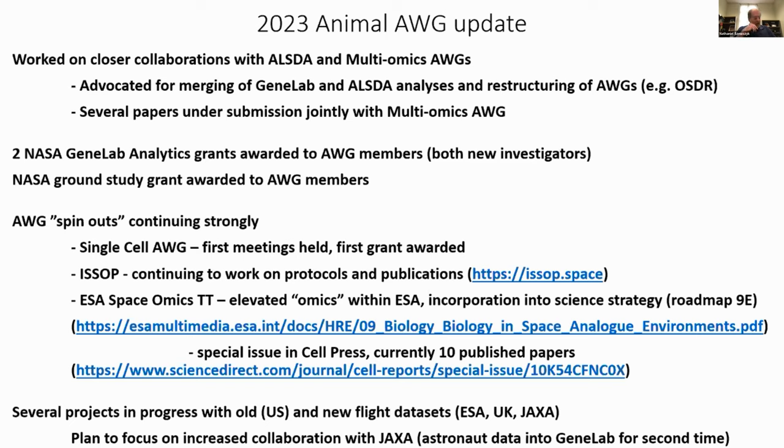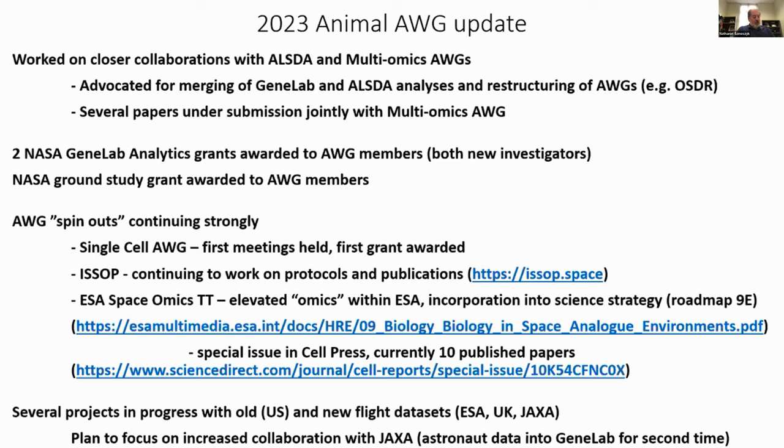In terms of the actual kind of AWG work within the AWG at the moment, there are several projects in progress. Some of these are with old data, so US-based data in Gene Lab. And then we've got some new flight data sets, not all of which are in Gene Lab yet, that we're working to start to analyze and get them deposited in Gene Lab. And so those will be ESA, UK, and JAXA data sets.